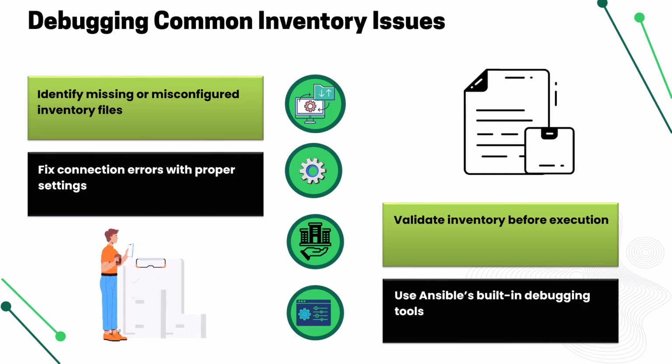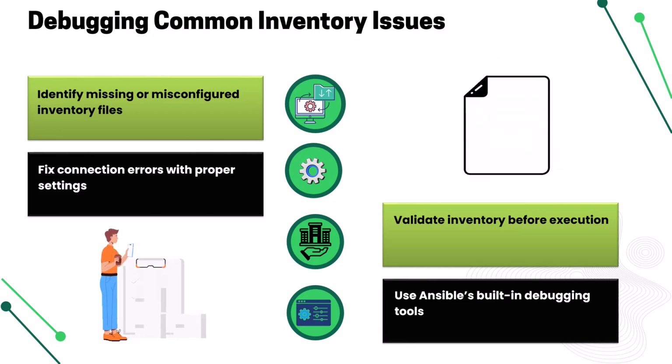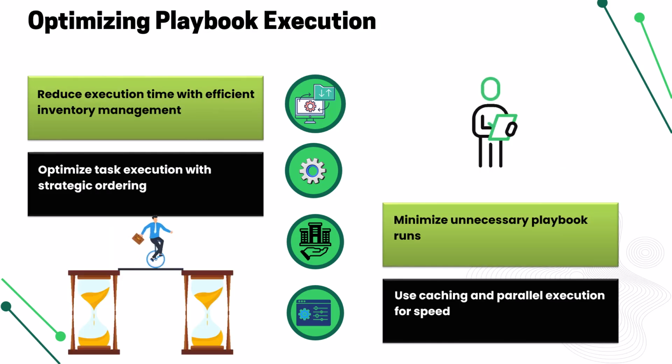Troubleshooting inventory issues is like detective work, but with fewer magnifying glasses and more YAML files. We'll go through common pitfalls, missing files, connection errors, validation steps, and debugging tools to keep your automation running like a charm.